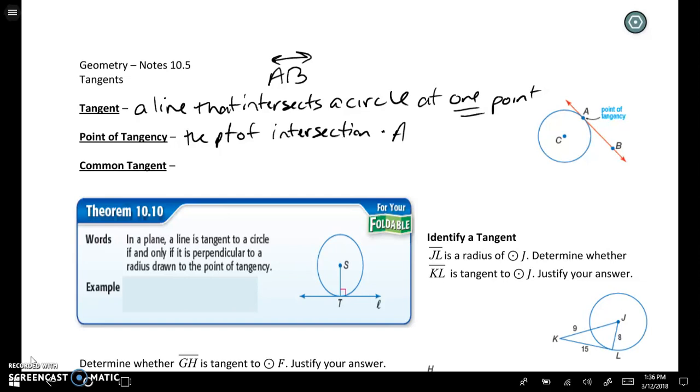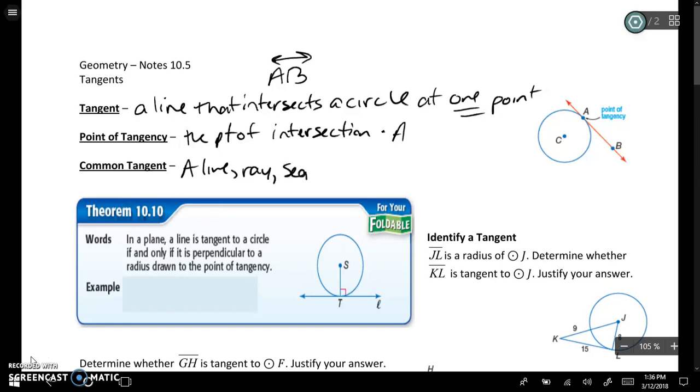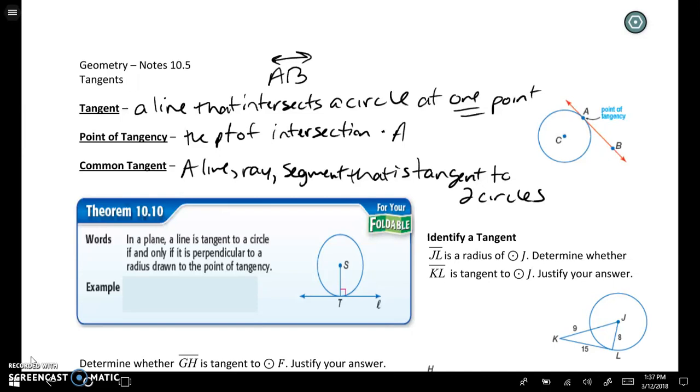Okay, a common tangent is a line, a ray, or a segment that is tangent to two circles. Okay, so one quick theorem. In a plane, a line is tangent to a circle if and only if it is perpendicular to a radius to the point of tangency.